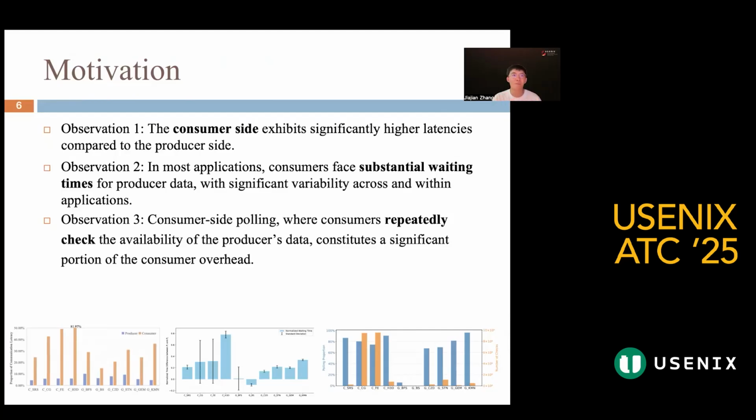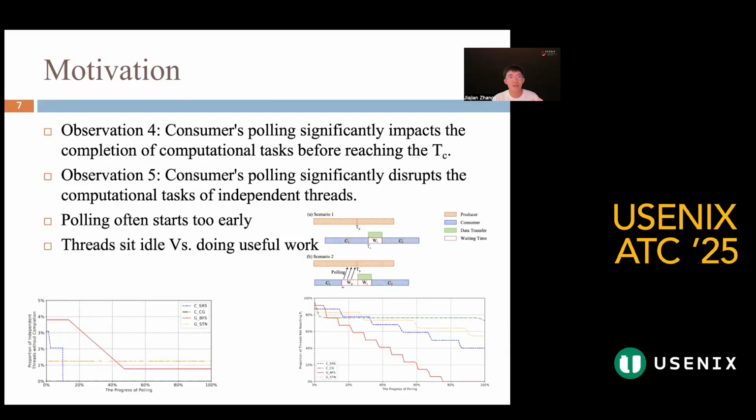Now, building on our analysis methodology, here's what we found. We first established that consumer-side overhead is the biggest performance bottleneck. We then identified that repetitive polling is the main source of this overhead. Then we dug deeper into the thread-level behavior. We noticed something interesting. Polling often starts too early, before the producer has actually made the data available. This early polling doesn't help. In fact, it makes things worse. It creates resource contention.